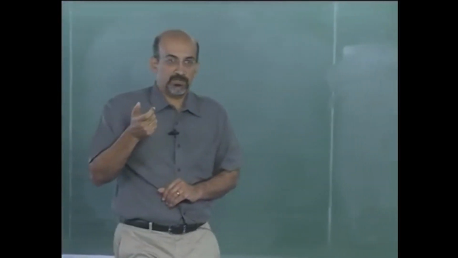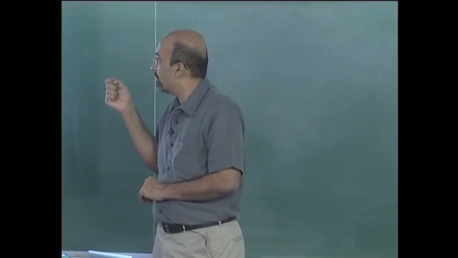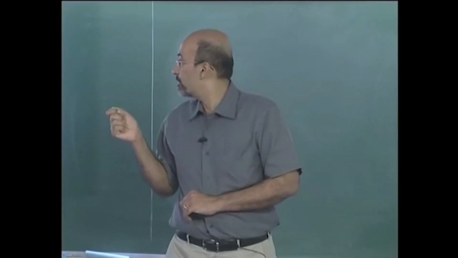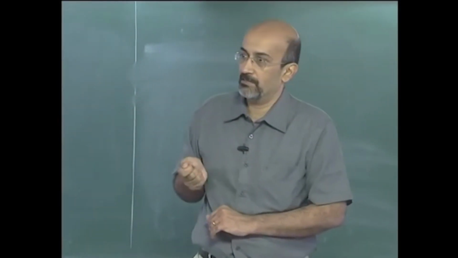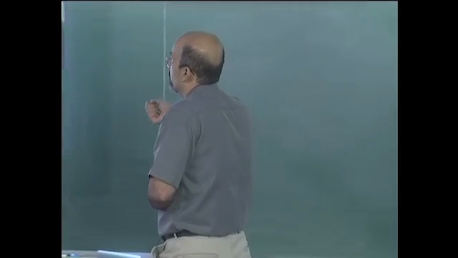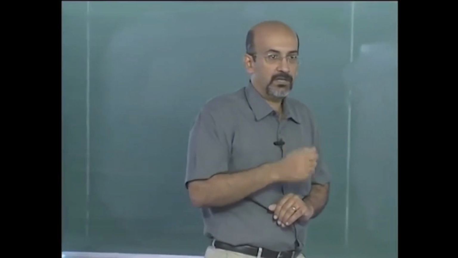What are the time related objectives? What level of activity detail is appropriate? What are the alternative structures for the work breakdown structure? Which structure is more appropriate for you and the team? And the critical thing is to be able to identify and organize activities needed to plan, communicate and control the deliverables of the project from a time perspective. We are looking only from the time perspective here, not the cost or anything else. So I would like you to think about this, and we will discuss it in the continuing session.